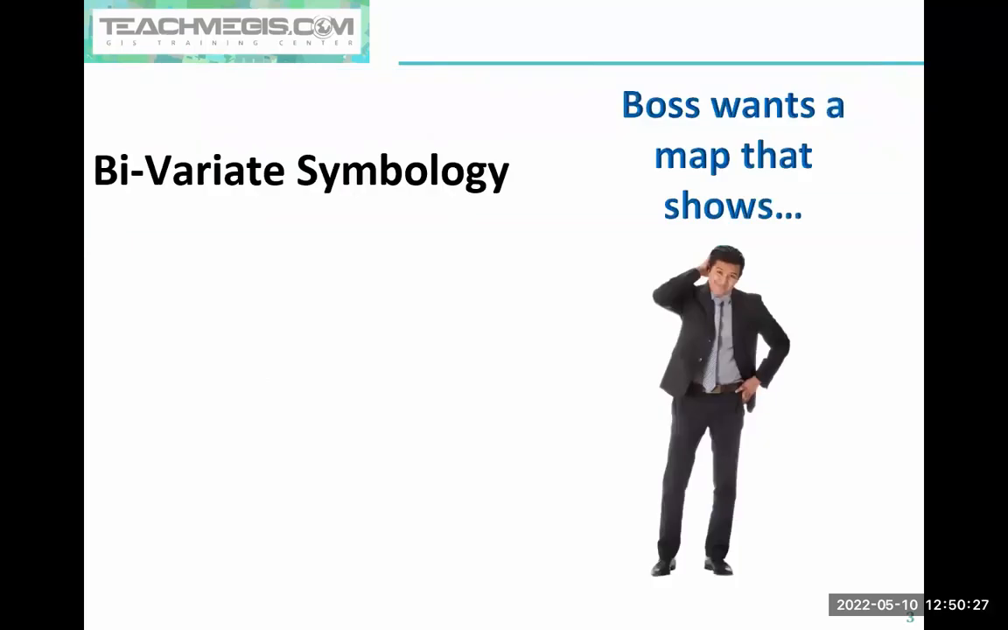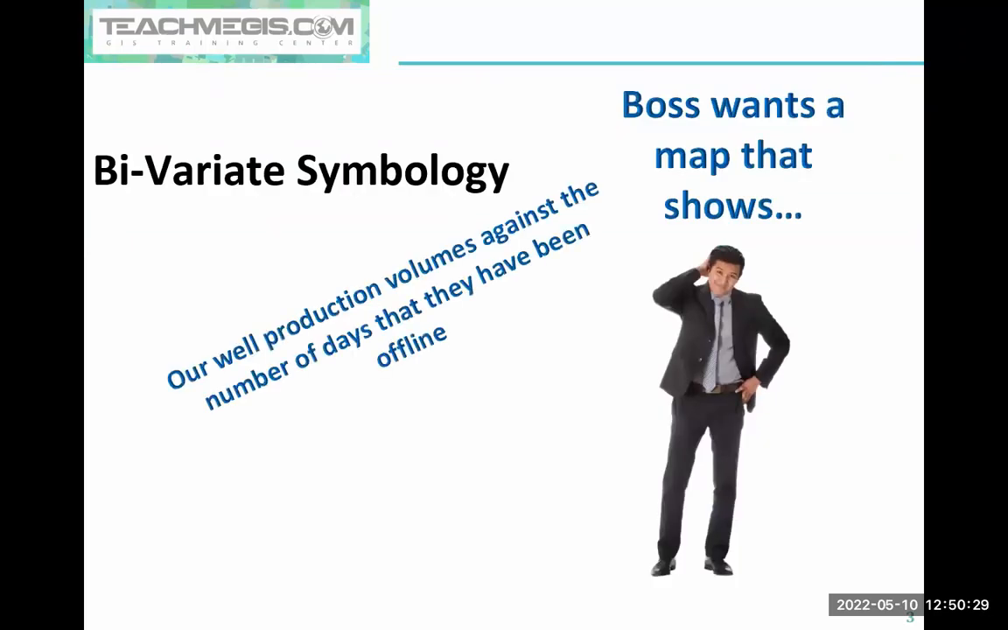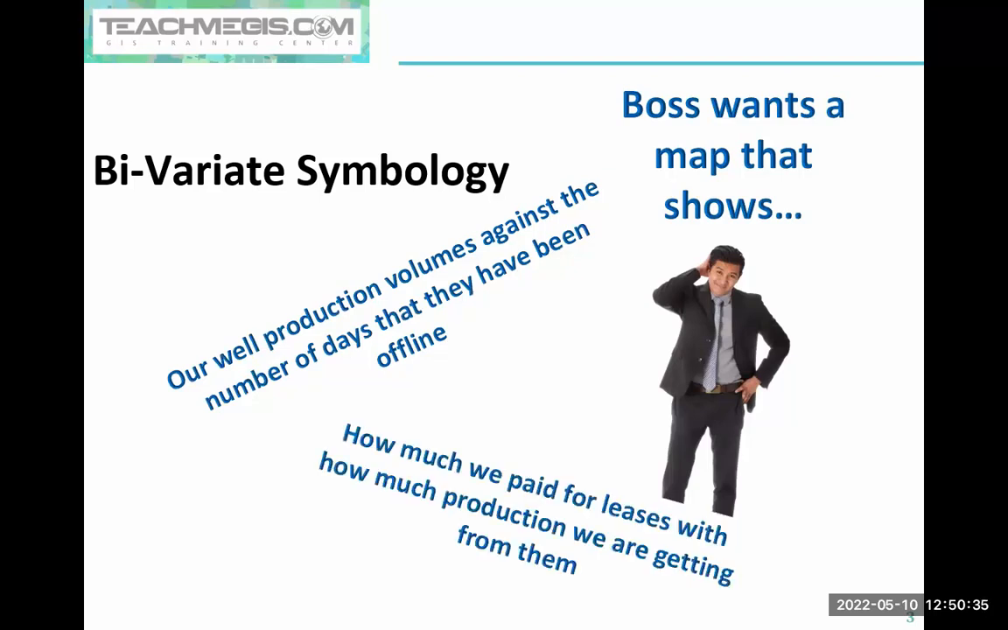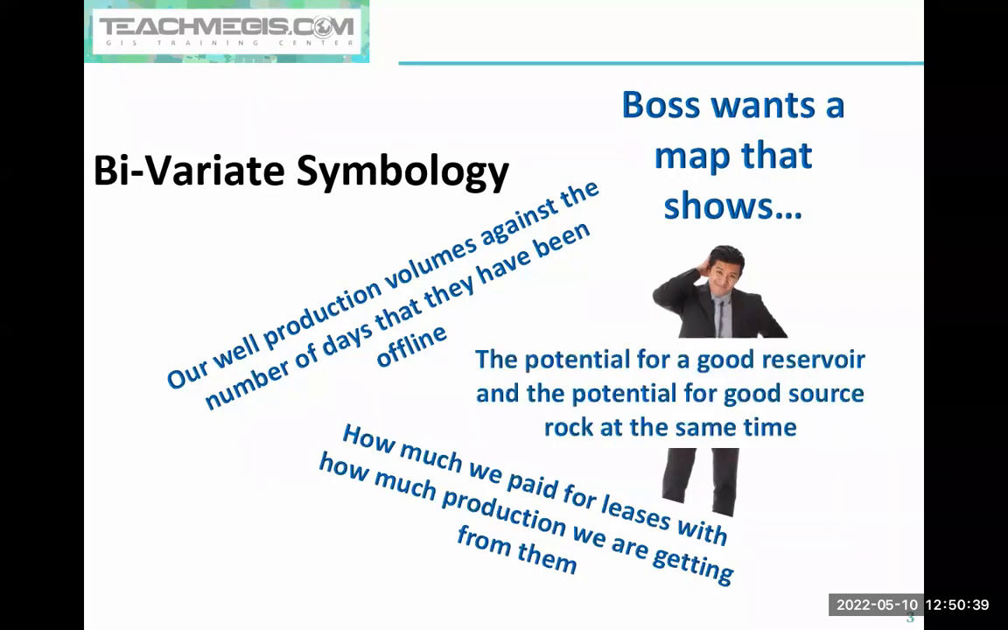So suppose your boss wants a map that shows your well production volumes against the number of days that they've been offline, or how much you paid for leases with how much production we're getting from them, or the potential for a good reservoir and the potential for a good source rock at the same time. How do you do that in ArcGIS Pro? How do you show two different attributes at the same time?